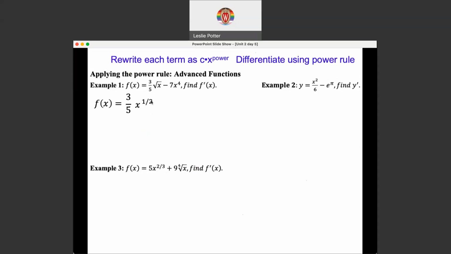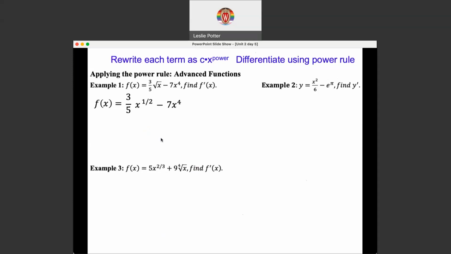Okay, so I've rewritten it as a power. I'm rewriting each term as c times x to a power. C, 3/5 times x to a power. Okay, and then I have minus 7x to the 4th. That was already written as cx to a power, so I didn't have to change that at all. I didn't have to rewrite it.